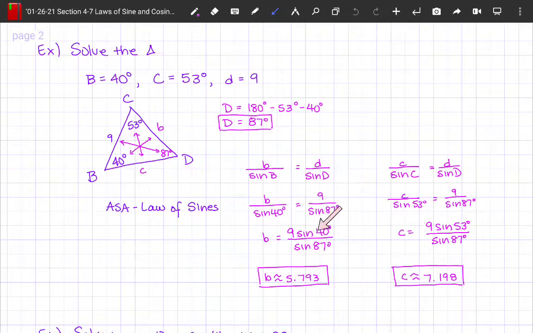Multiply both sides by sine of 40 to get the b by itself. And type it into a calculator and you get b. And then I just did the same exact thing for c. c over sine C is d over sine D. And we have all of those. Multiply by sine of 53 to get the little c by itself. Plug it into a calculator and you get that answer. Yay! Okay, let's look at our last example.